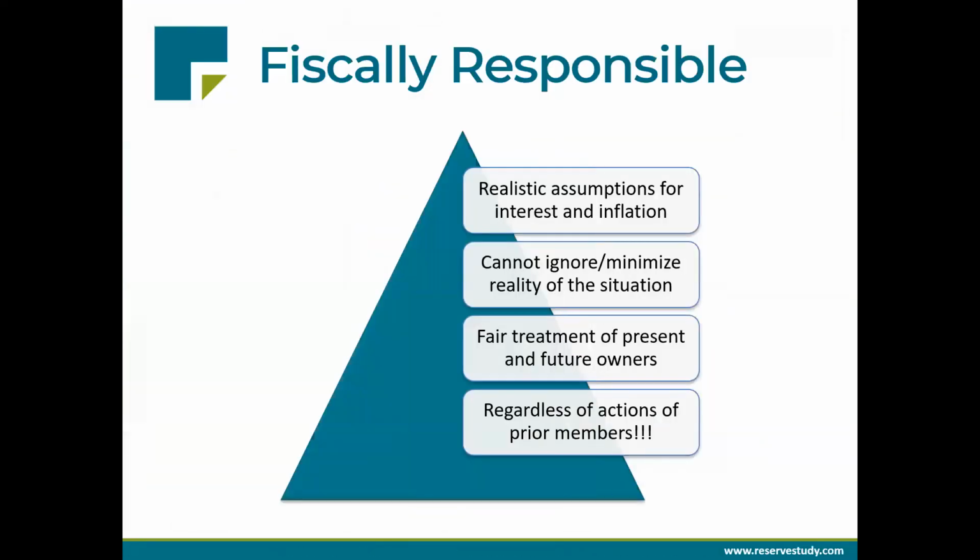I think this is maybe the most important principle to follow when you're designing your reserve funding plan, when you're working on this as a budget. What do we mean by fiscally responsible?